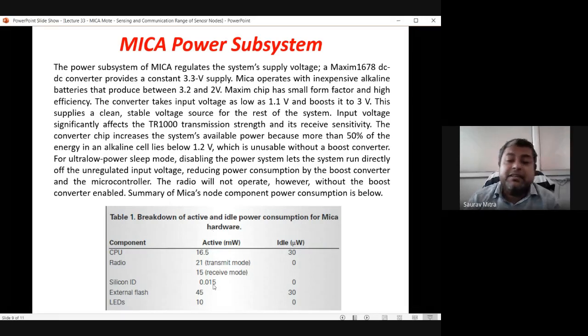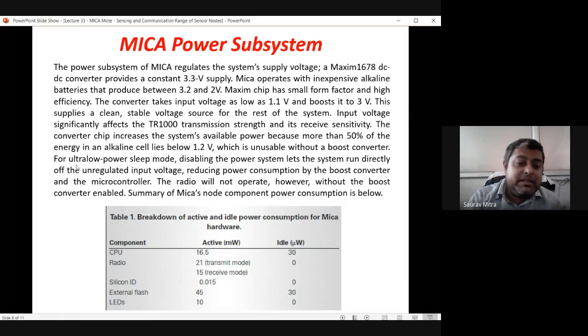So what is meant by active? The node is continuously transmitting or receiving a signal. That is called active mode. And between two active modes, if the sensor node finds there is no packet to transmit and nothing to listen to, it goes slowly into idle mode. It sleeps, because if it sleeps, it saves a lot of power.